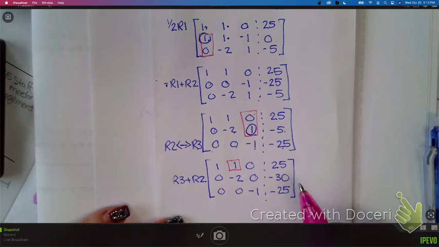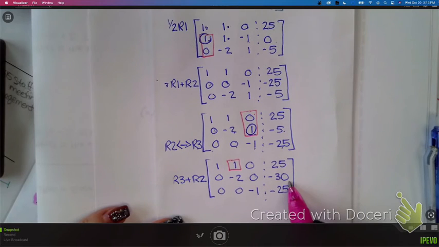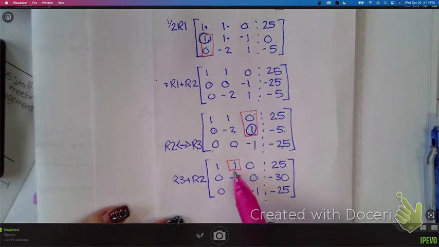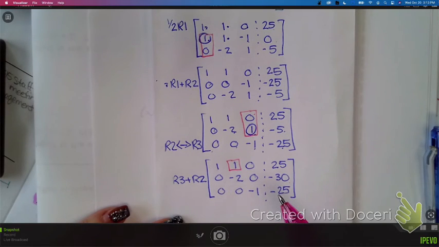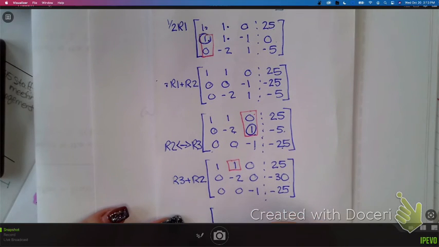We could do -1/2 on the second row to get a 1, couldn't we? But see, if we made this a 2, we would combine to get 0, wouldn't we? And if we made that a 2, wouldn't it also make the first a 2? So should we get rid of this right now? Yes. What does this -2 need to become? A 1, a positive 1, yes? Okay, so we're not going to change the first row right now, are we? No. Nope. So 1, 1, 0, 25.